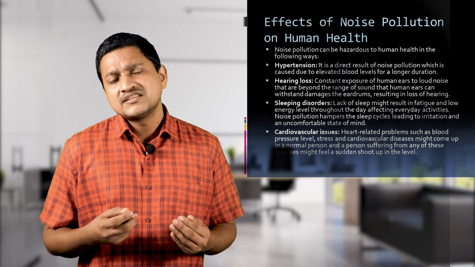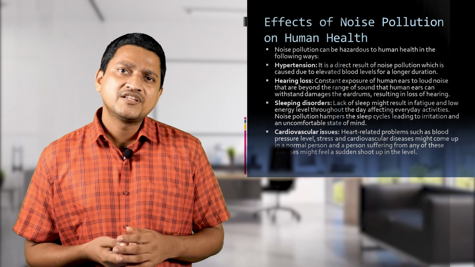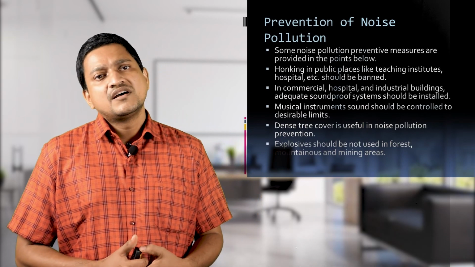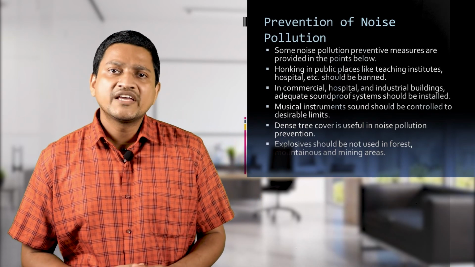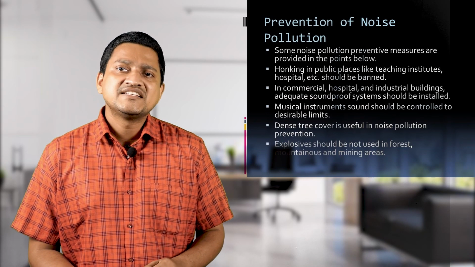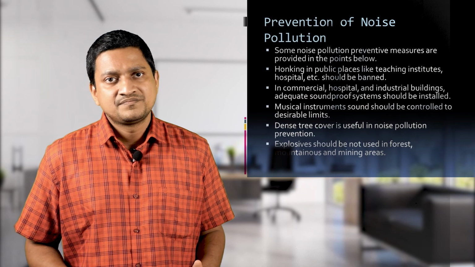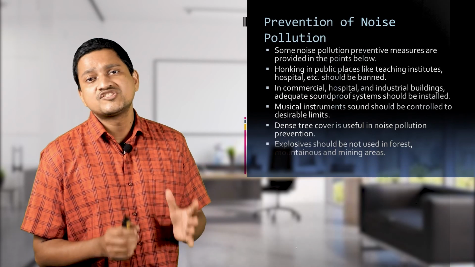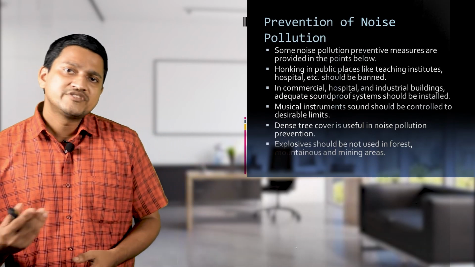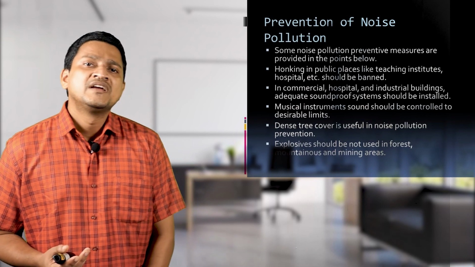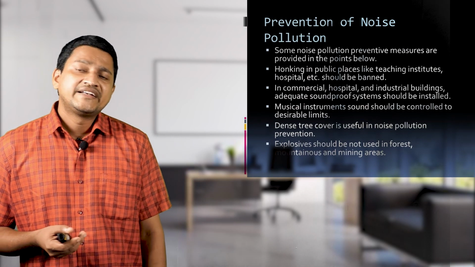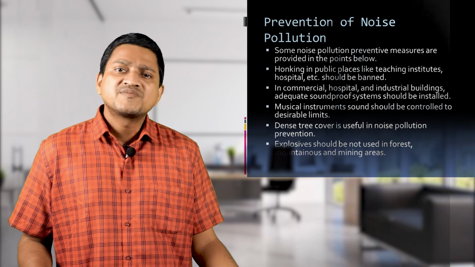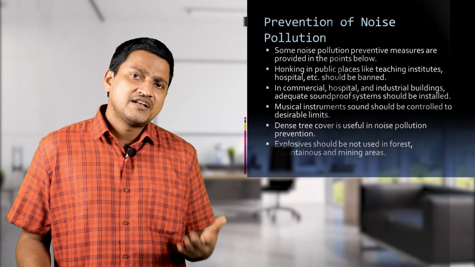Then how do we prevent noise pollution? There are different measures to prevent noise pollution. Honking in public places, such as teaching institutes and hospitals, should be banned. In commercial, hospital and industrial buildings, adequate soundproof systems should be installed. Musical instrument sound should be controlled to desirable limits. Dense tree cover is useful in noise pollution prevention. Explosives should not be used in forest, mountainous and mining areas.